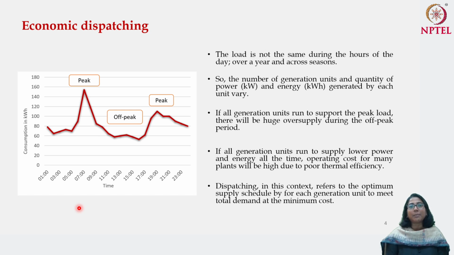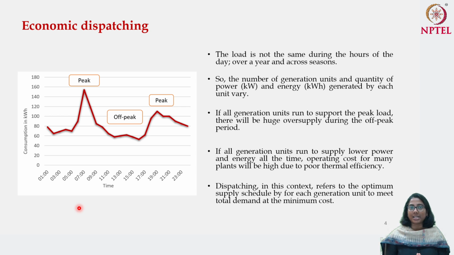In this context comes the notion of dispatching. So what is dispatching? Dispatching is a perfect case where you need to understand both the electricity sector as well as the economic context. This is where interdisciplinary work takes place a lot, in the context of economic dispatching of electricity. Now, what is dispatching? This actually refers to the optimum supply schedule by each of the generation units in a power plant in order to meet the total demand at a particular point of time at the minimum cost.